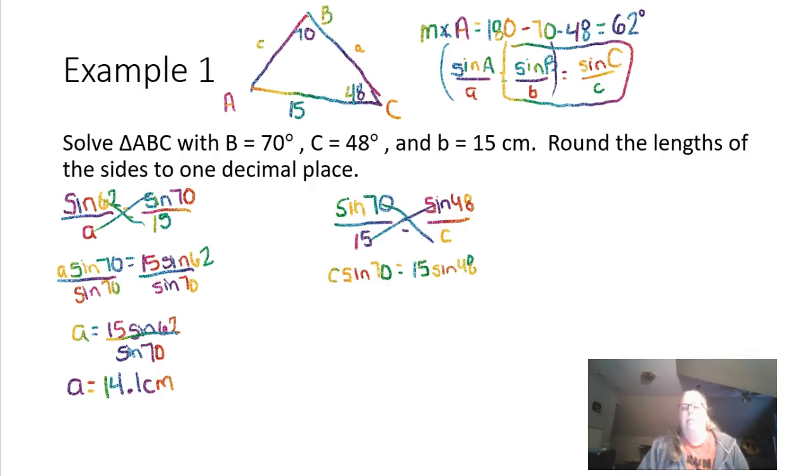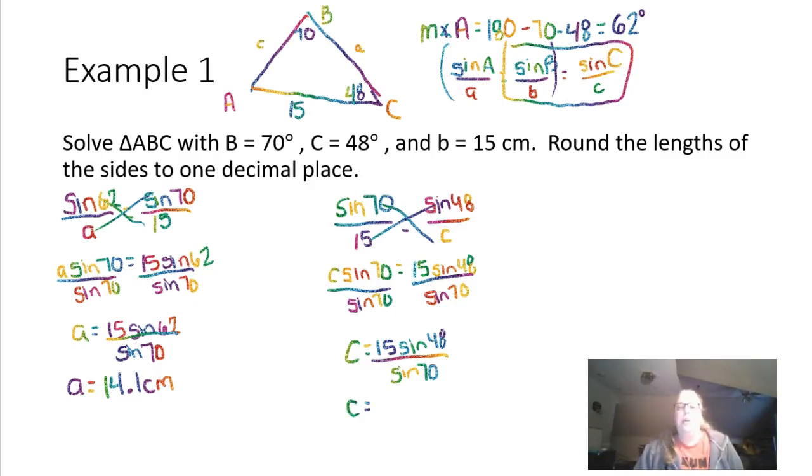And since we're solving for c, we can divide by this whole thing here, the sine of 70. That means that c is equal to 15 times the sine of 48 divided by the sine of 70. And when we put this in the calculator, again, be sure you're in degrees. You should be though, because we just did this one over here and we were in degrees. So be sure your mode is in degrees before you put it into your calculator.